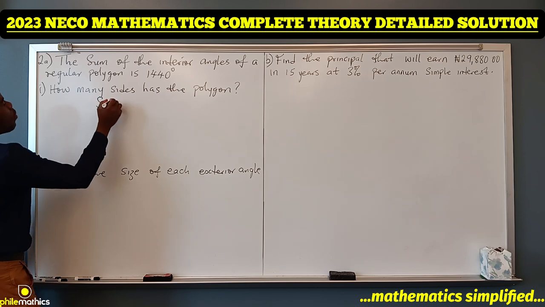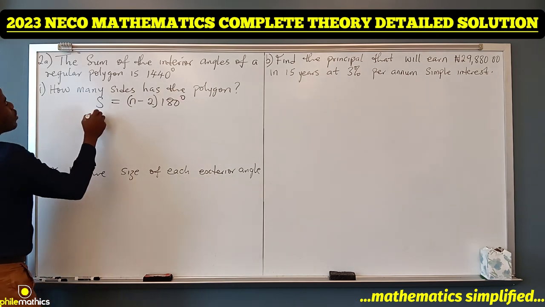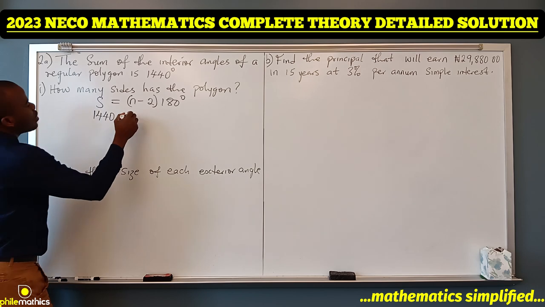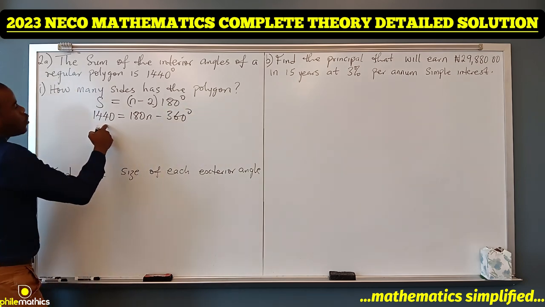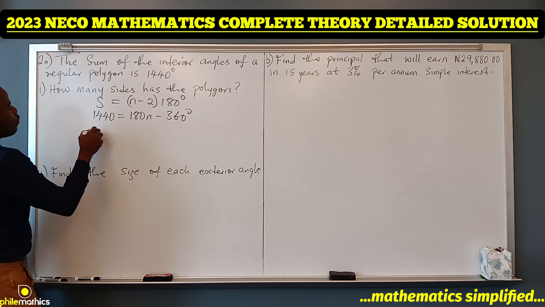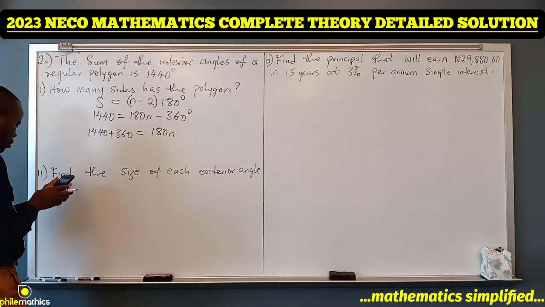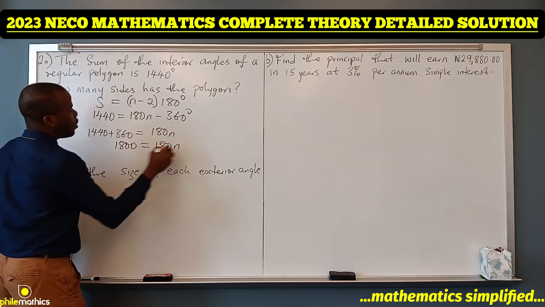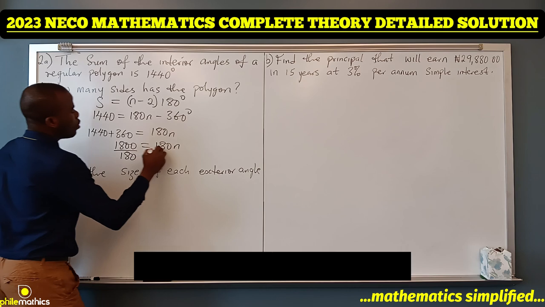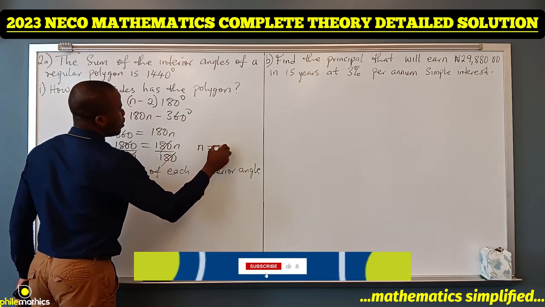So the formula says the sum equals n minus 2 times 180 degrees. Now we are given the sum as 1440. So we're looking for the n, which is the number of sides. If we open the bracket, we have 180n minus 360 degrees. So add 360 to both sides. This will be 1440 plus 360 equals 180n. And if we add this, this will be 1800 over 180n. We divide both sides by 180. And if we do that, we'll have n to be 10.